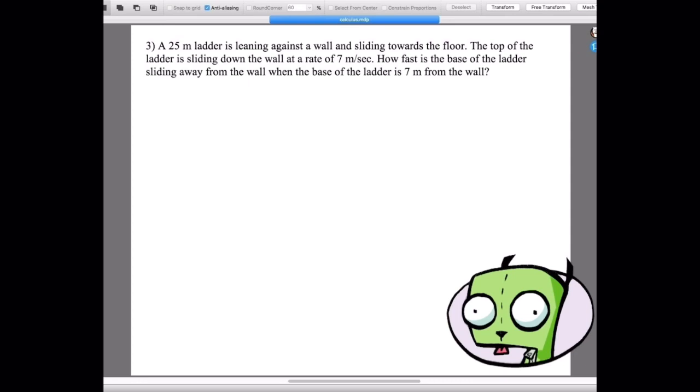Question 3. A 25-meter ladder is leaning against a wall and sliding towards the floor. The top of the ladder is sliding down the wall at a rate of 7 meters per second. How fast is the base of the ladder sliding away from the wall when the base of the ladder is 7 meters from the wall?